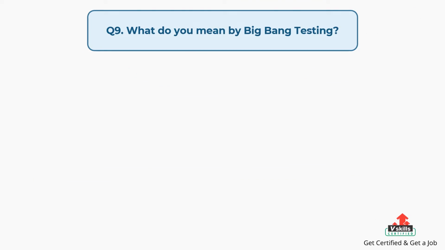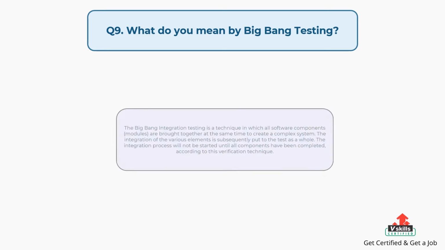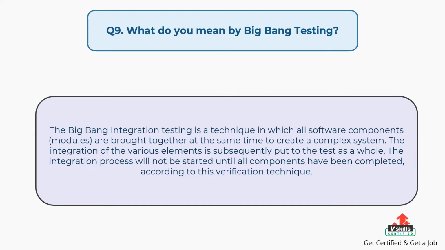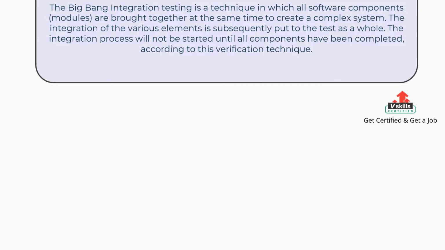Question number 9. What do you mean by Big Bang testing? The answer is: the Big Bang integration testing is a technique in which all software components, modules, are brought together at the same time to create a complex system. The integration of the various elements is subsequently put to the test as a whole. The integration process will not be started until all components have been completed, according to this verification technique.